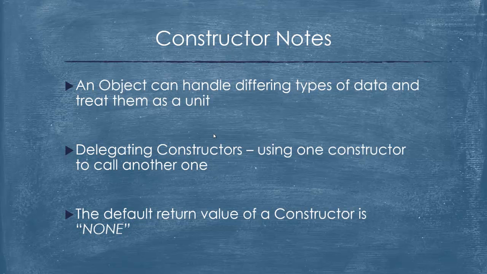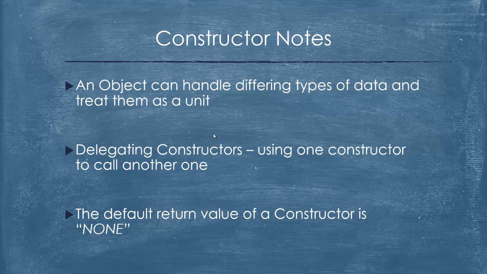All right, and then an object can handle different types of data and treat them as a unit. You know, I can have an object that has a double and then an integer and stuff like that. So I can have a function which could be an object. All right, when I use one constructor to call another constructor, we call that delegating constructors. So when one constructor calls another constructor, we are delegating constructors.